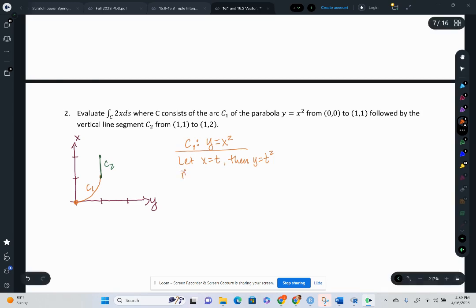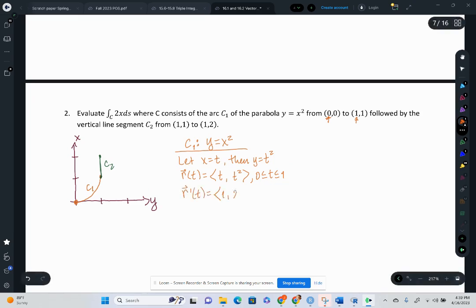So then my r of t is equal to a vector with components t and t squared. It looks like x and t are the same, and so looking at my points for x goes from 0 to 1, so I can say that t goes from 0 to 1 as well. Now I need r prime of t.